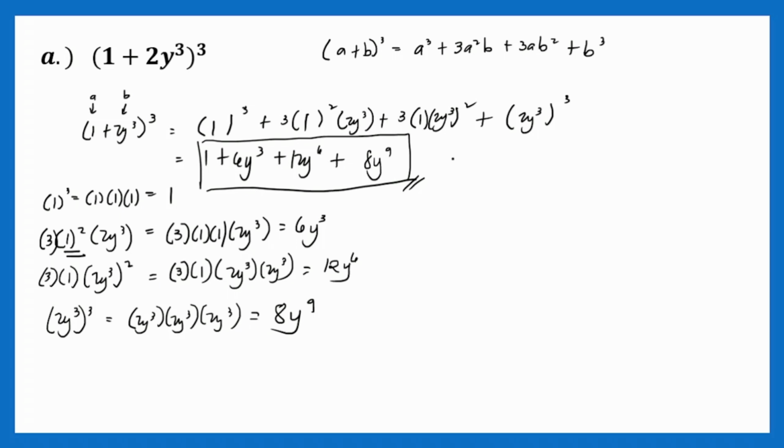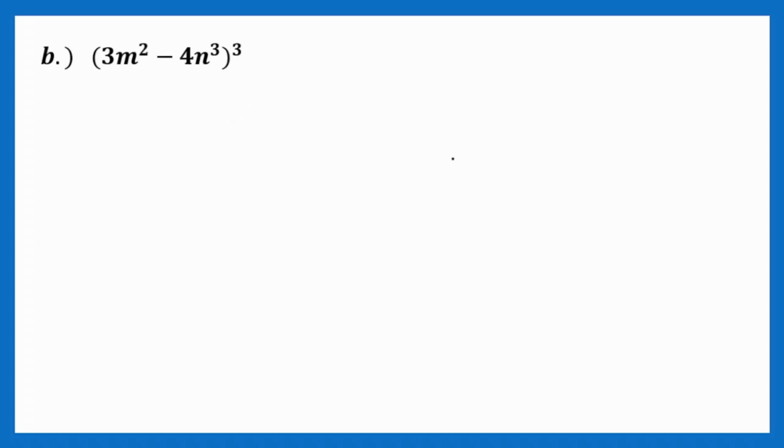So, let's proceed naman sa letter B. Let's see how you did for letter B. So, minus, sabayin niyo sa pattern. A minus B cube is equal to A cube minus 3A squared B plus 3AB squared minus B cube. Alright, so that's the pattern. Now, let me bring down the given. Minus 4n cube, tas naka-cube pa. So, this is A, this is B. Okay? So, lahat ng A magiging 3m squared, lahat ng B dyan magiging 4n cube.